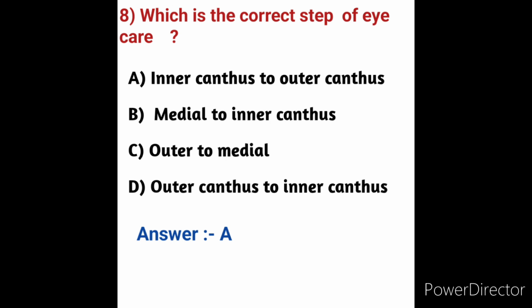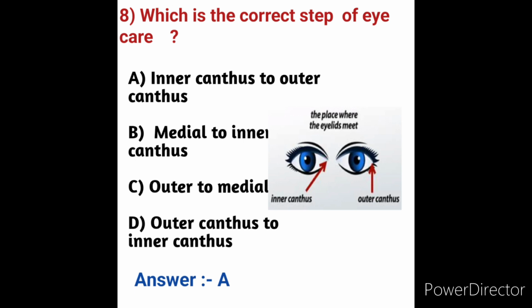When cleaning the eyelid, the nurse should clean from the inner canthus to outer canthus. So while using this step, we can decrease the risk of infection. So here the step of eye care from the following options, option A is the correct answer, inner canthus to outer canthus. Here we can see the eyes, the inner canthus and outer canthus, and the placement of the inner canthus and outer canthus.